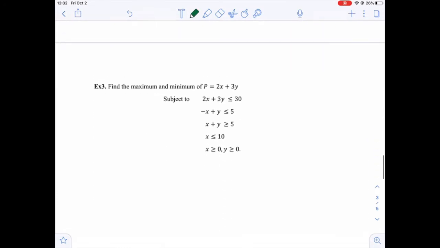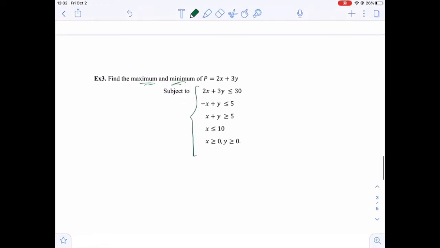So this is the method of corners. Let's solve another example. We want to find the maximum and minimum, and we know from the previous note, if the region is bounded, then we have maximum and minimum. Now let's look at the constraints.